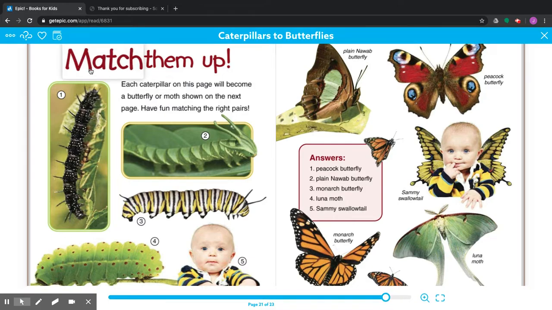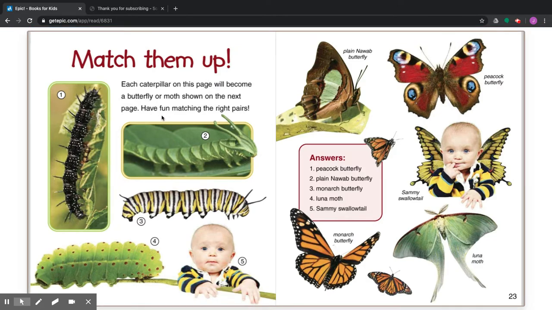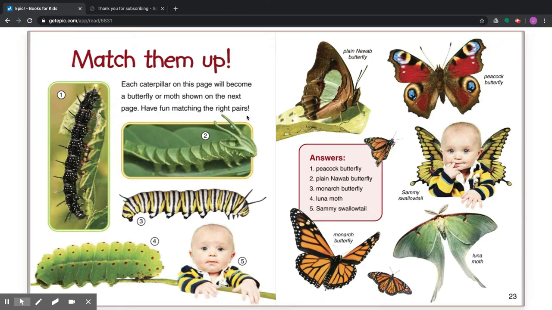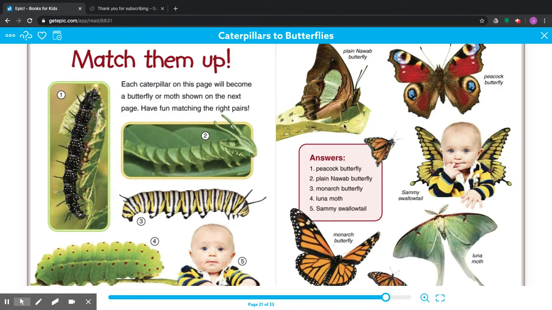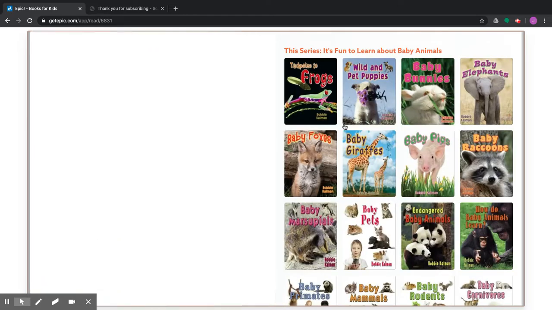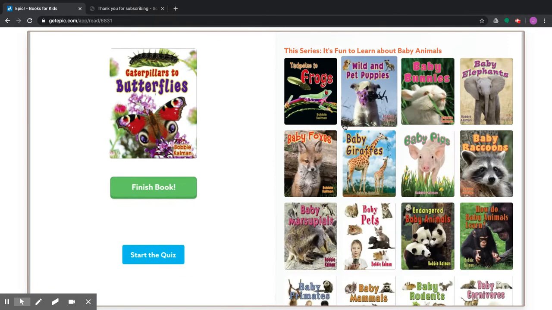Match them up. Each caterpillar on this page will become a butterfly or moth shown on the next page. Have fun matching the right pairs. So sometimes at the end of a nonfiction book, there will be some activities or things like that. And so now we finished the book.